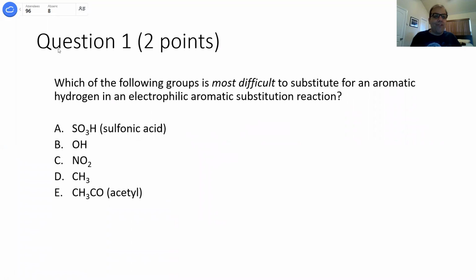First question, which of the following groups is most difficult to substitute for an aromatic hydrogen in an electrophilic aromatic substitution reaction? And we'll get that started. I'll leave that up for about 2 minutes. But I think if you look carefully at those 5 choices, 4 of those are ones we have good methods for, that we talked about a couple classes ago. One of them, not so much. So you want to pick the one that's not so much.